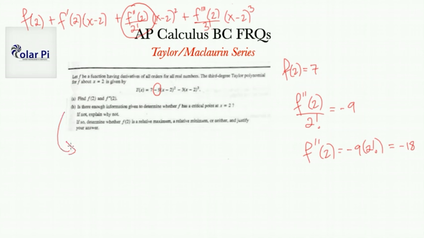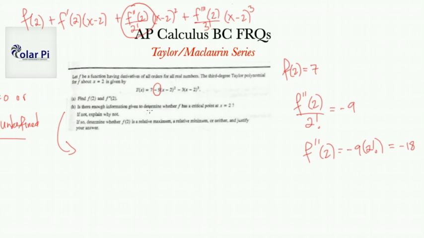Part B. Is there enough information given to determine whether f has a critical number at x equals 2? What are critical points? Critical points are where f prime is equal to 0 or undefined. F prime undefined, right? Remember, it's not just where f prime is equal to 0. That almost every kid knows is a critical number, but y'all forget that f prime undefined also gives rise to critical numbers.